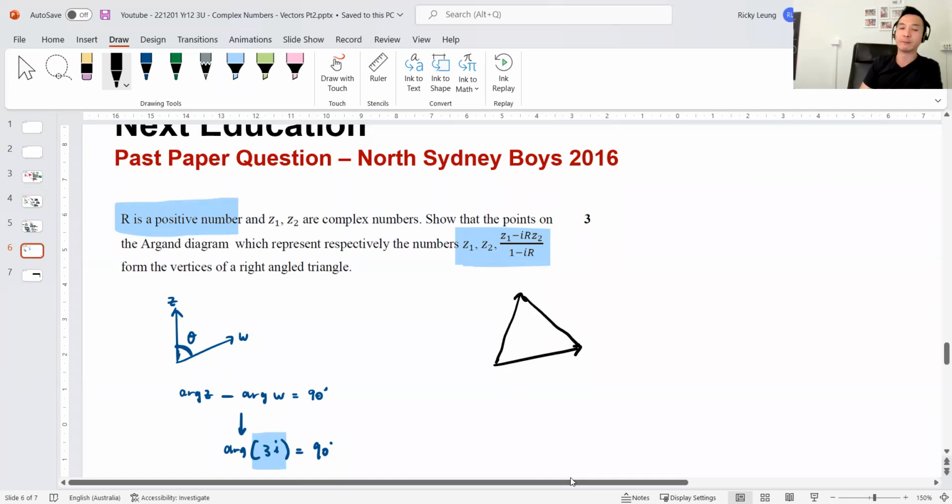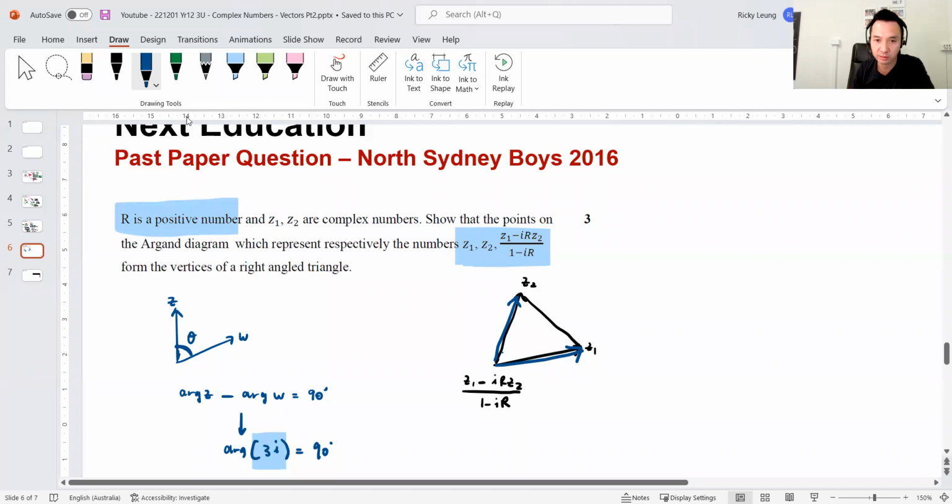So 3 points on that, yeah. So let's go, maybe I'll call this one Z1, this one Z2, and the third point here, this guy here, Z1 minus IR Z2 over 1 minus IR, right? Now, I want to prove that this guy's right angled, right? I drew it non-right angle on purpose, but I need an expression for this vector and I need an expression for this vector, right?